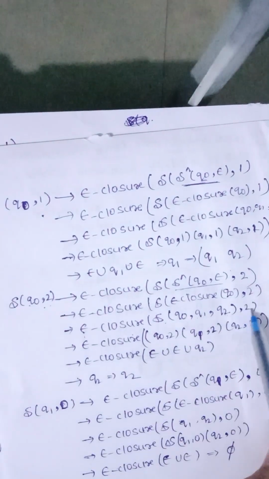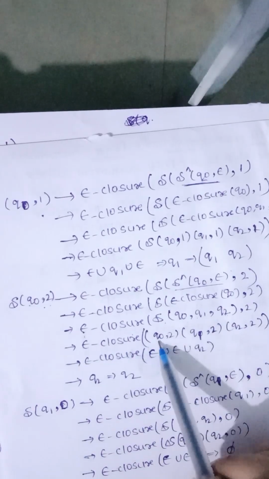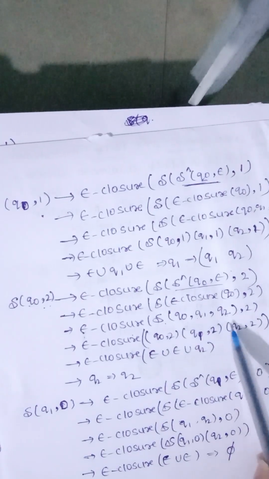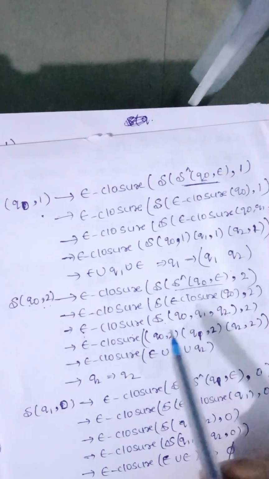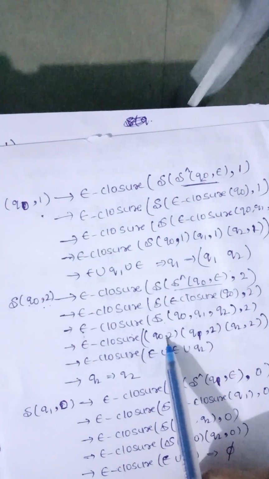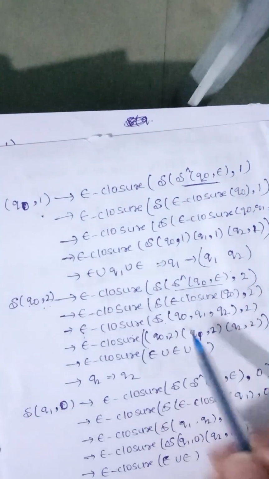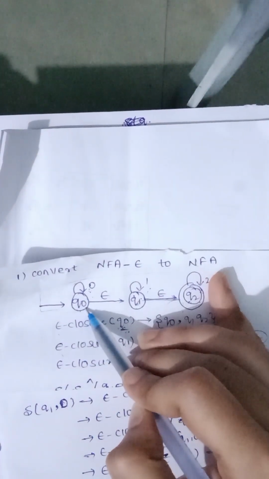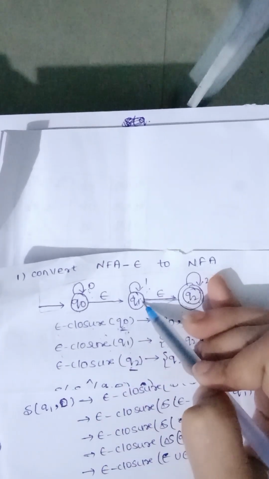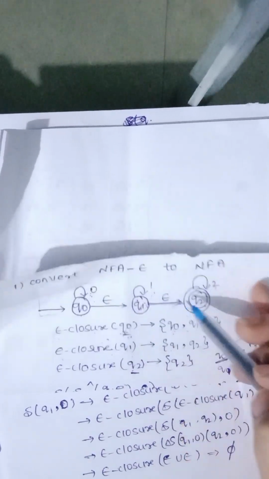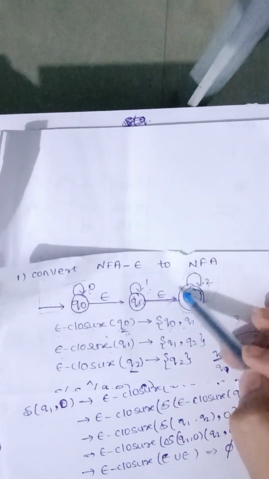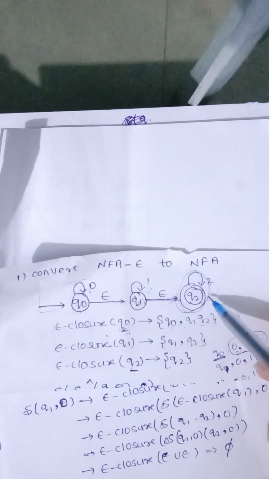For that we write epsilon closure of delta of q0 comma 2, q1 comma 2, q2 comma 2. In the diagram, is there any transition with 2? We will check q0 with 2, q1 with 2, q2 with 2. See this. For q0, is there any transition with 2? No. For q1? No. For q2? Yes. So the final state has the transition with 2.